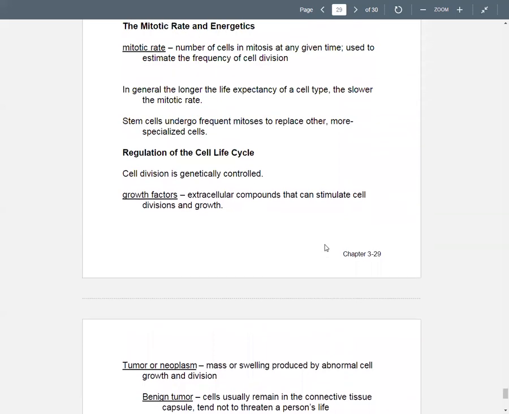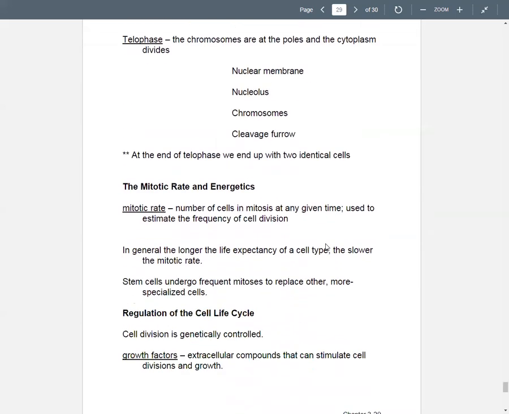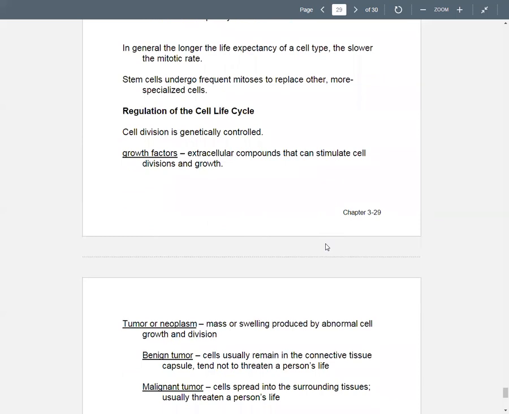All right, so what I'd like for you to do is to explain to your partner the phases of the cell cycle in mitosis.